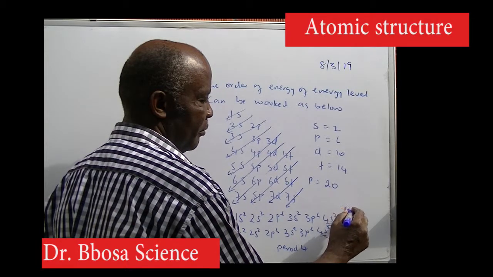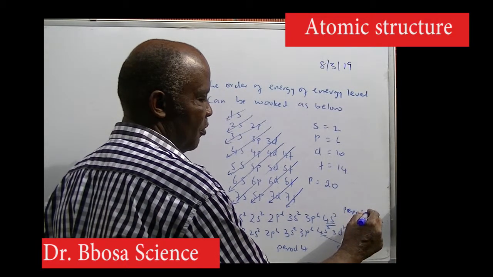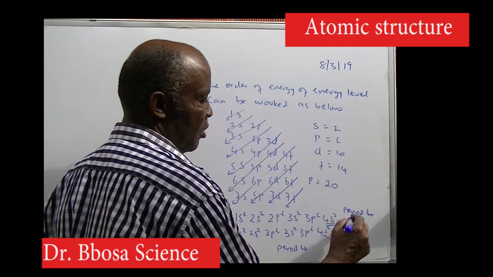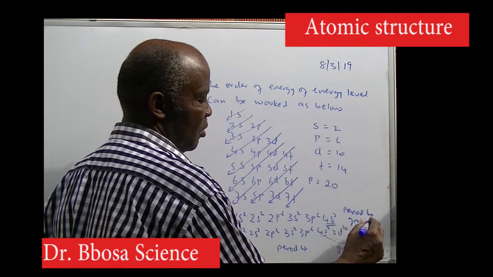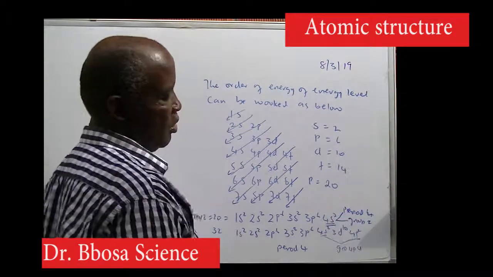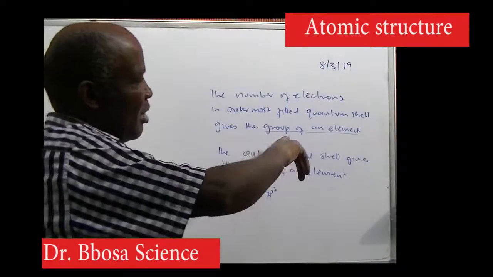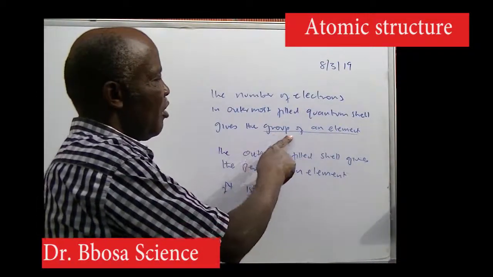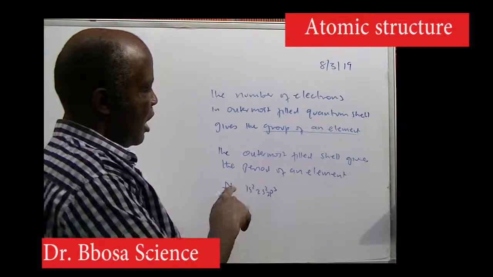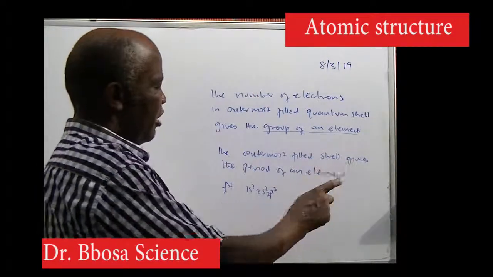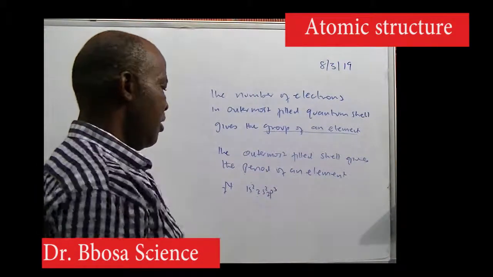Period 4, group 2. The number of electrons in the outermost filled quantum shell gives the group of the element, and the outermost filled shell gives the period of an element.